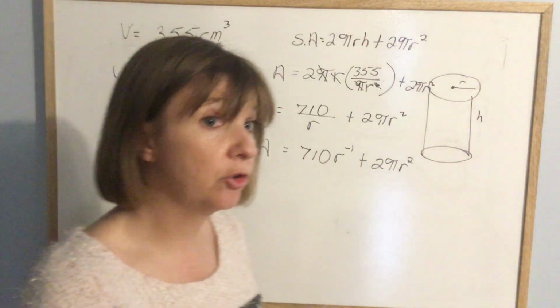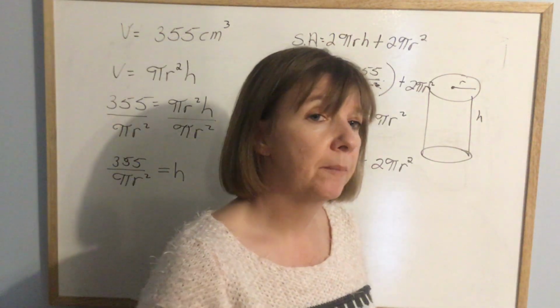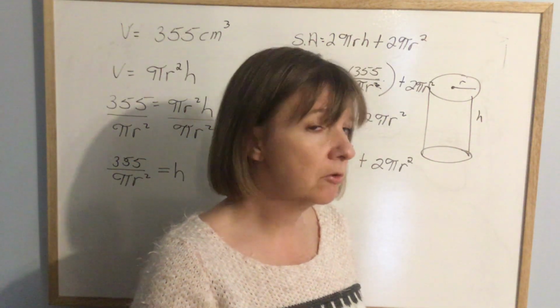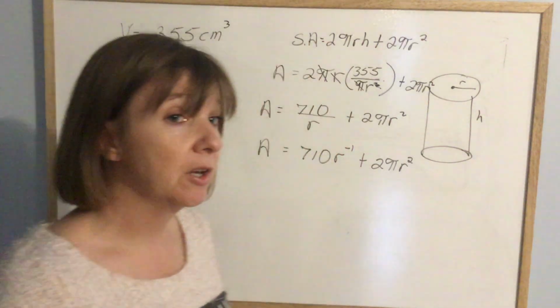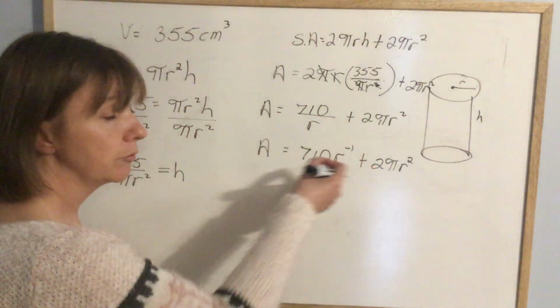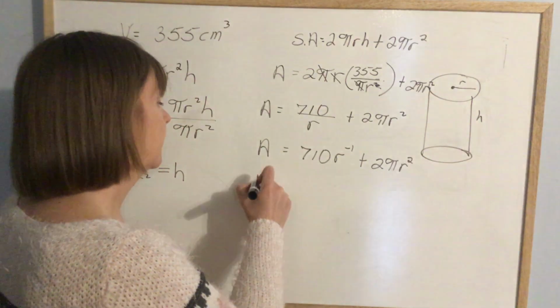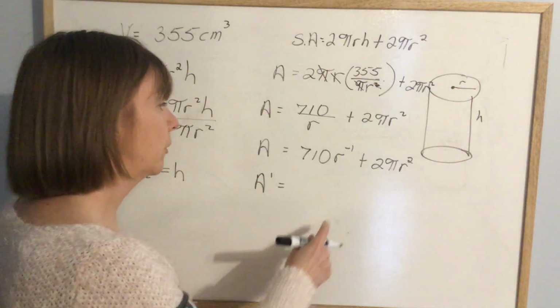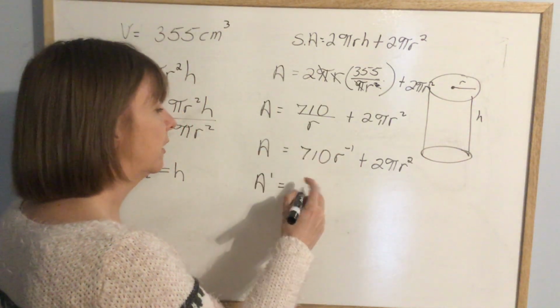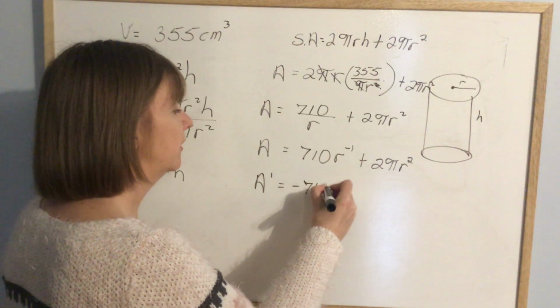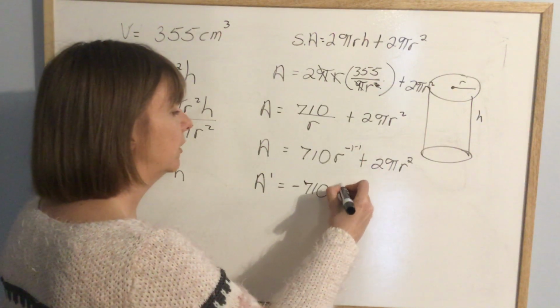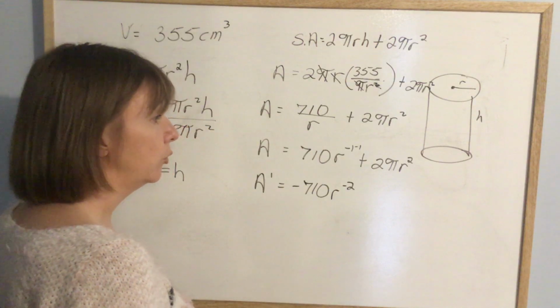Now again, I'm trying to minimize my area. To minimize or maximize something, to find a local max or a local min, we have to find the derivative of this. So I'm going to find the derivative of this formula. I'm going to bring the negative 1 down, which gives me negative 710, and I'm going to subtract 1 here, which gives me r to the negative 2.